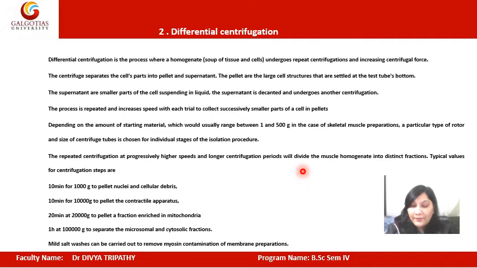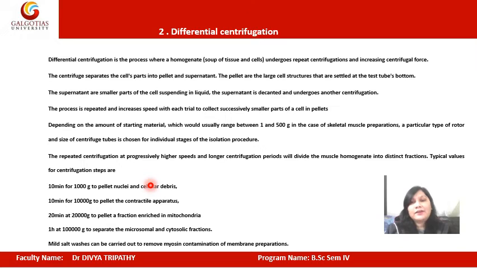Suppose in the first step, we have subjected our material to 100 or 1000 G of RCF for 10 minutes. In this cycle, the largest particles will form a pellet and other particles will remain in the supernatant. Then what will we do? We will transfer the supernatant into another sample tube and we will separate out the first pellet that will be of the largest particles. I will explain this with an example.